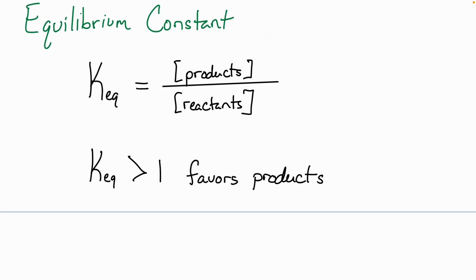Likewise, what if KEQ is a really small number? Something less than 1. Then it's got to favor the reactants, right? Then the denominator has to be the bigger number. So if KEQ is greater than 1, that's a reaction that favors the products. KEQ less than 1, that's a reaction that favors the reactants.